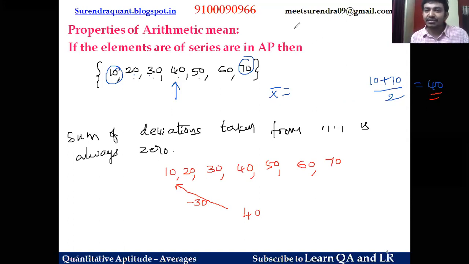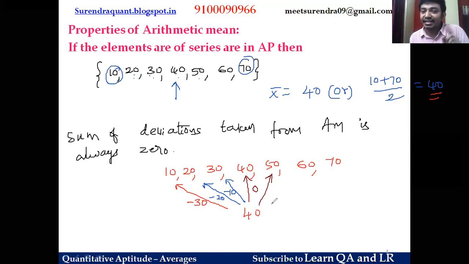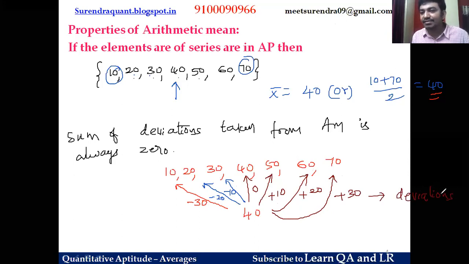What is the second observation? Here, the second observation is 20 less than the mean, so this is minus 20. I can say the deviation is minus 20. Here, what is the deviation? It is minus 10. What is the fourth deviation? Is it 0? There is no difference. Here, 50 is 10 more than the average. Here, 60 is 20 more than the average. So 70 is 30 more than the average. So these are all called deviations. So deviations mean differences between elements and average.